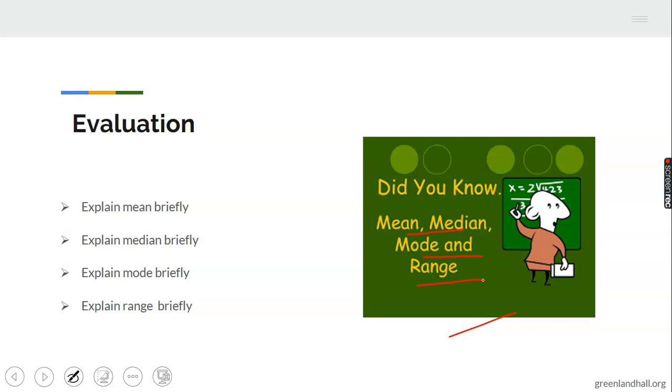I want to quickly ask something. Out of mean, median, mode, and range, which one do you think is the simplest? I know there will be different answers. A lot of people saying, oh, I prefer mean. No, median is better. No, range is the simplest. Oh, mode is the simplest. So I want you to know that every one of them is easy and very simple to get.